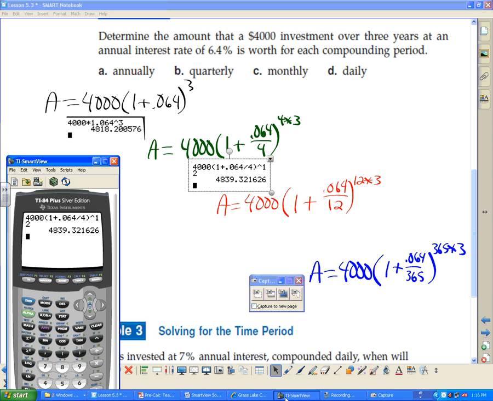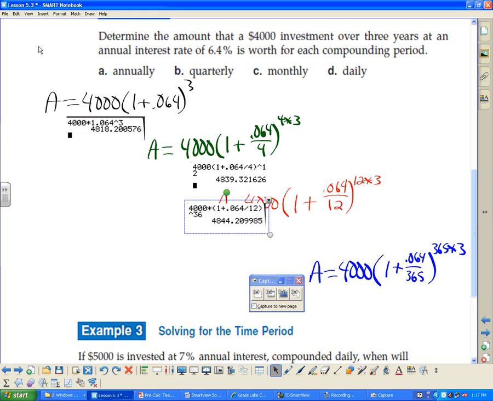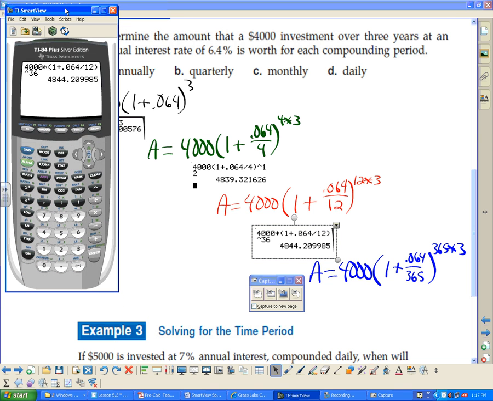And let's do our monthly. So 4,000 times 1 plus 0.064 divided by 12, because we're doing 12 times a year for monthly. And raise that to the power of 12 times 3 is 36. And that gives us $4,844.21. And notice here that so far, we've got 4,818, 4,839, 4,844. So as my number of times per year increases, the value is increasing.